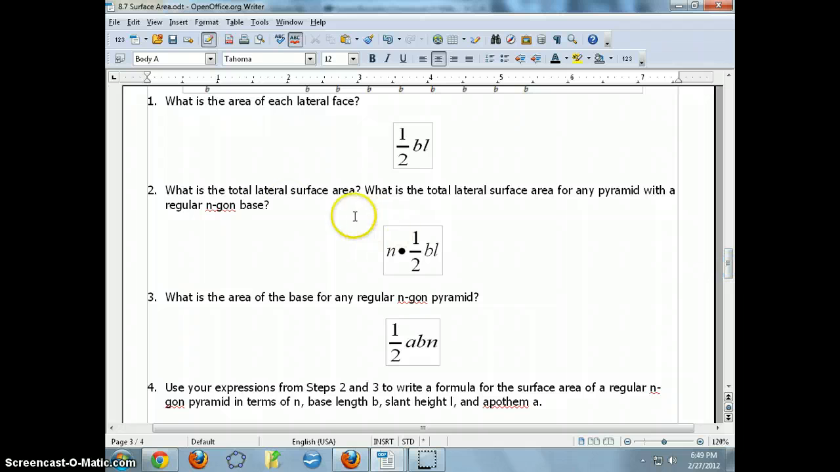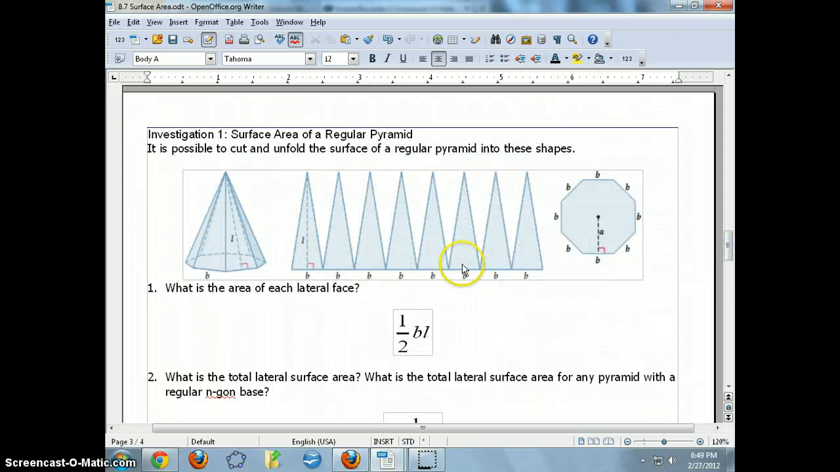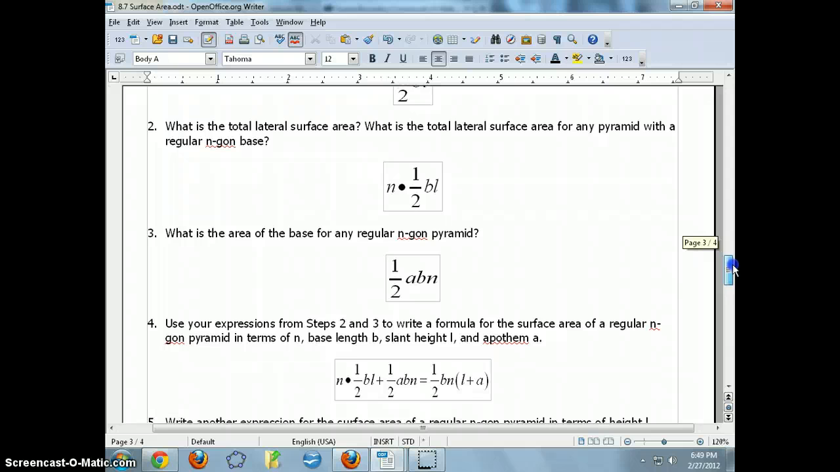Now step 4, we're going to take steps 2 and 3 and combine them together, because the idea with the surface area is we want to find the area of this base and add it to the area of each of these faces. So we get n times 1/2 BL, which was step 2, plus 1/2 ABN. But notice that both of these have 1/2, B, and N in common, so we can factor them out to get a much simpler formula: 1/2 BN times the quantity L plus A.